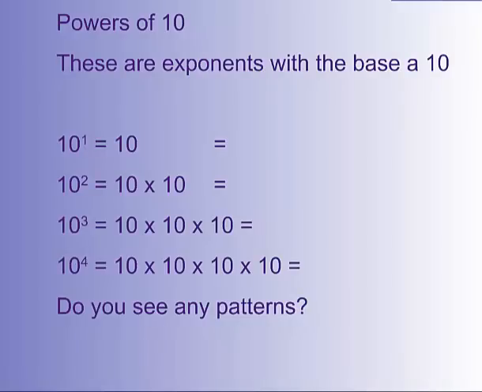Now with the powers of 10, they actually are quite fun because they have some patterns. Let's look here. 10 to the first power means I have one 10, so that's going to be 10. 10 to the second power means I have two 10's that I'm multiplying, and 10 times 10 is 100. 10 to the third power, 10 times 10 times 10, and that is 1,000. Are you seeing a pattern? 10 to the fourth power is 10 times 10 times 10 times 10, and that answer is 10,000. Write down any pattern that you see so we can discuss it in class tomorrow.